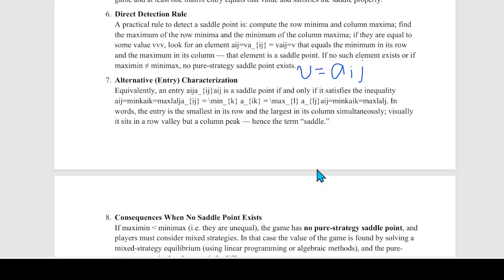Okay, that means the number exists if it looks like a valley in its row but a peak in its column. Valley in its row means it's a small value in its row, and a peak in its column means it is a high value in terms of the column, the way it is situated column-wise. So then it is called a saddle point.